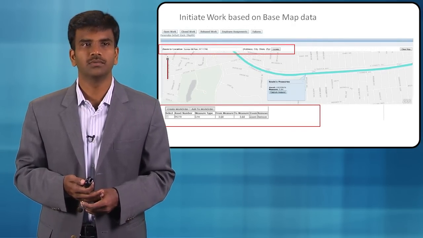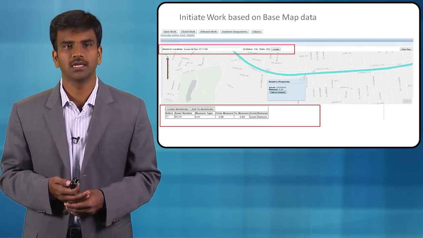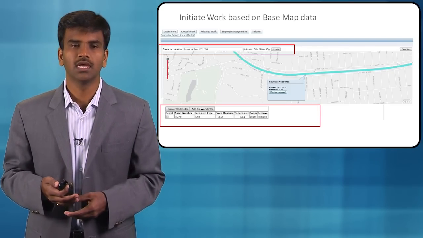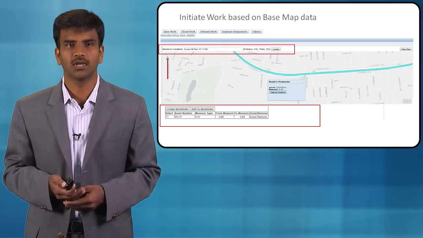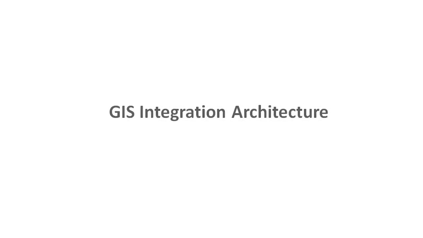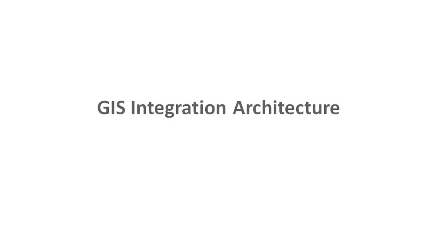And also we will be able to search for some of the base map properties like address string, and then we will be able to quickly point out to that particular location, and we will be able to narrow down to the assets that are located in that area. So, with that I hand it over to Shankar to talk about the GIS integration architecture of this linear asset management feature.